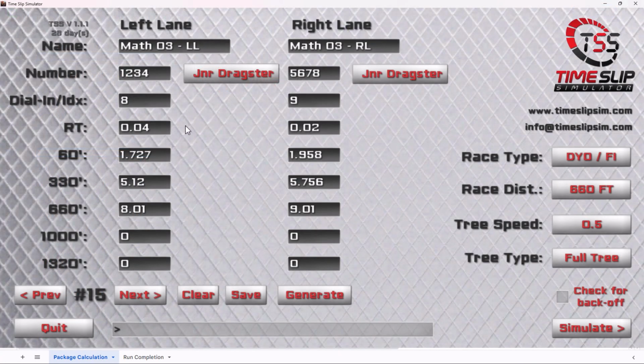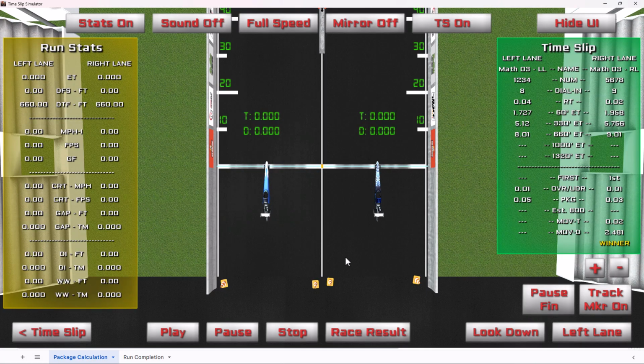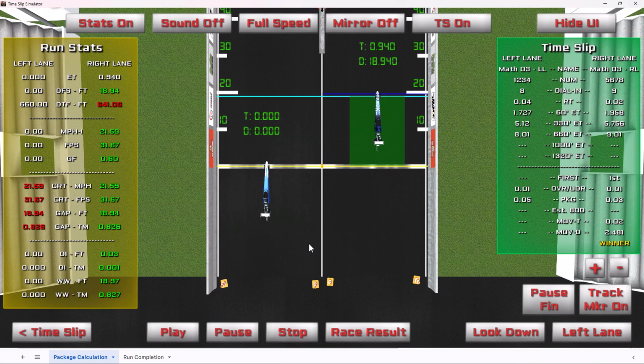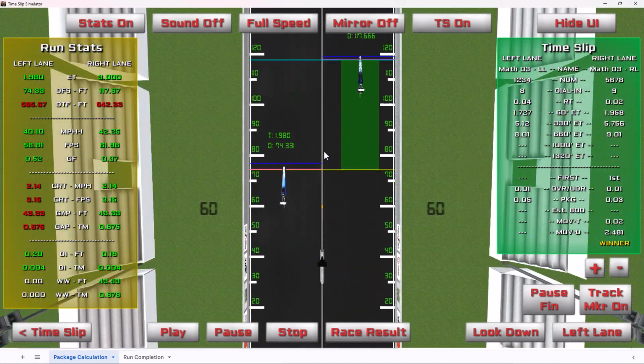So in this example, the right lane, racer B, is 200ths over, has the 200ths reaction time, 100th over, 300ths total package. The reaction time in the left lane, or racer A, is 400ths. So greater than the total package. And if we press play, just zoom out.